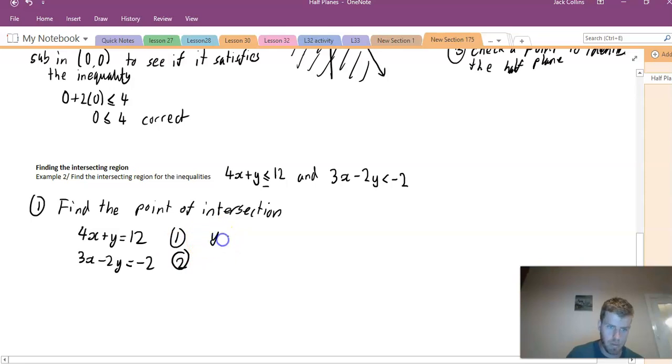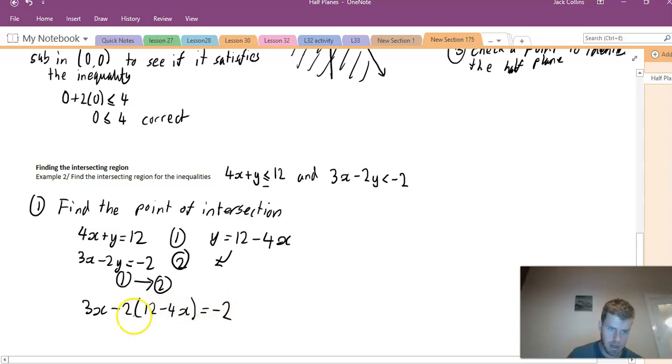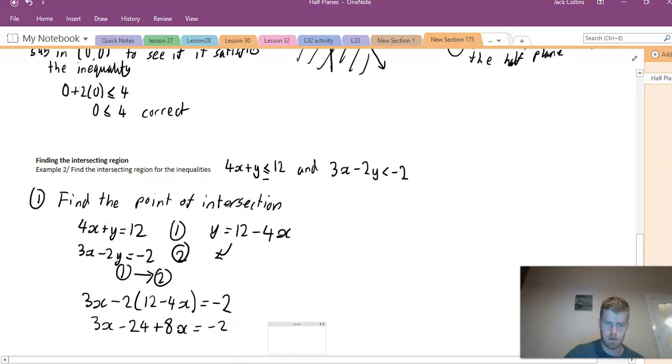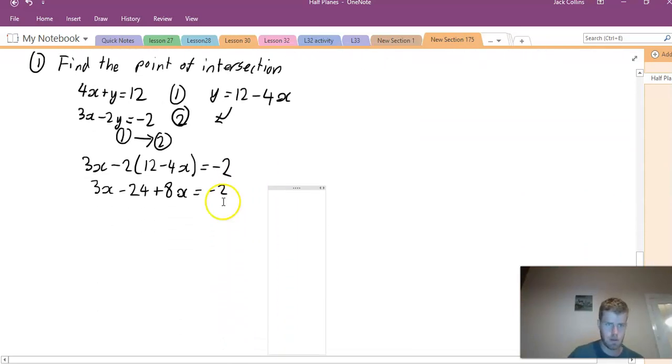So I'm going to make y the subject here. So y equals 12 minus 4x, subtracting 4x from both sides, and sub that into 2. So when I see y, I'm going to replace it with 12 minus 4x. So 3x minus 2 times (12 minus 4x) equals negative 2. Expand that out. 3x minus 24. Negative 2 times negative 4 is positive 8x, equals negative 2. Give myself a bit more space here. And collect like terms there.